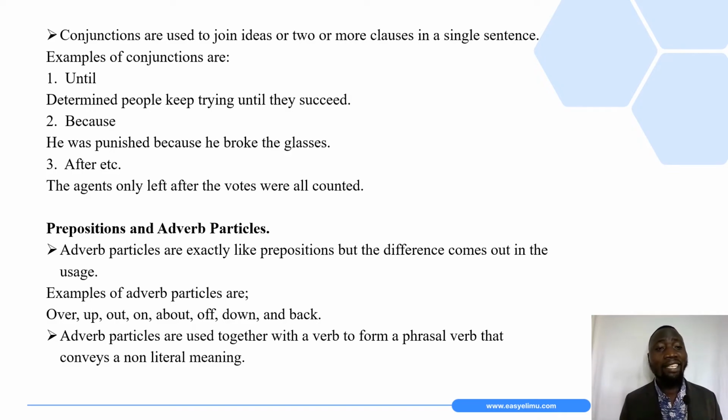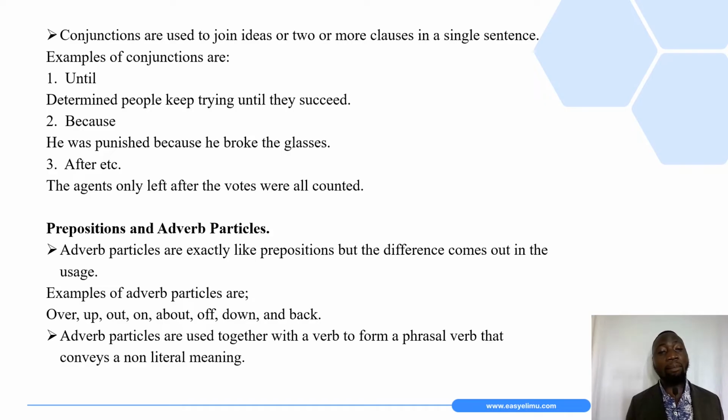On the other hand, conjunctions are used to join ideas or two or more clauses in a single sentence. We also have different types of conjunctions. For instance, we have the coordinating conjunctions, that is the fanboys: for, and, nor, but, or, yet, so. And we also have the subordinating conjunctions. Examples are until, because, and after.